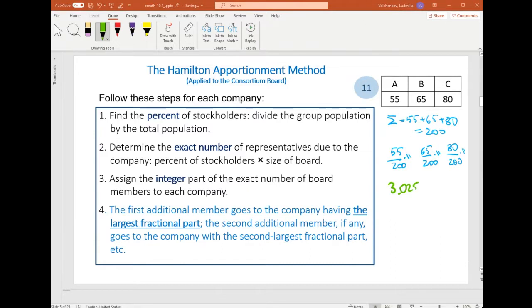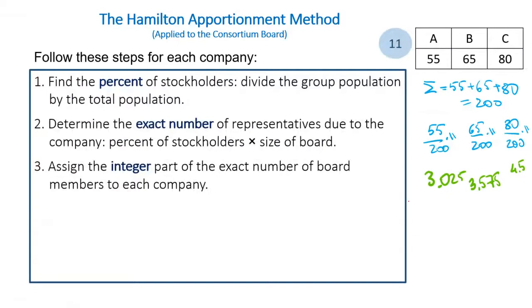Here you don't need so many digits. Actually, 2 digits are usually enough. 1 digit is not enough. So keep at least 2 digits after the point. So 3.5. Next step, we assign the integer part to every company. 3, 3, and 4.